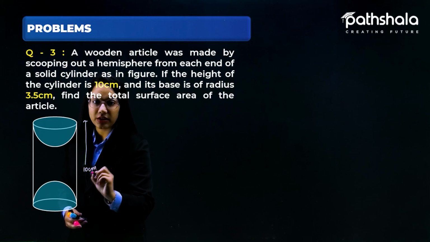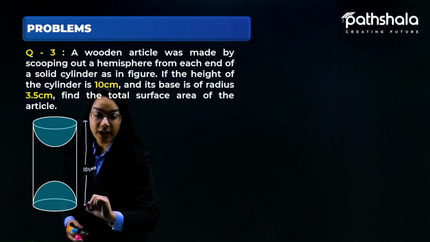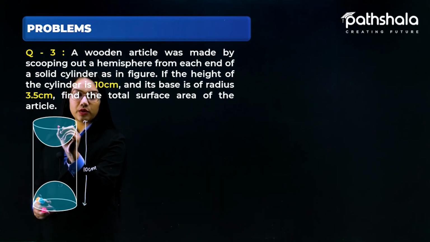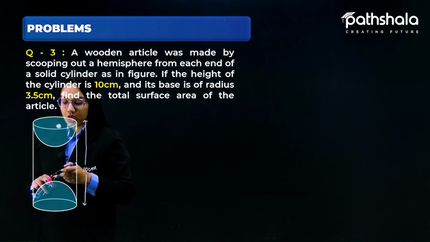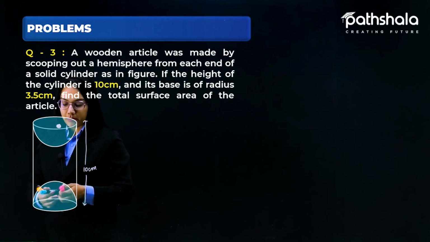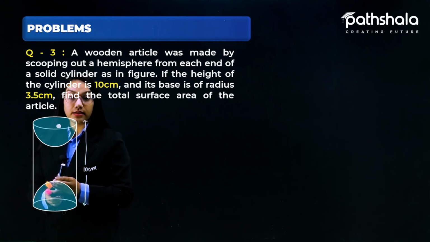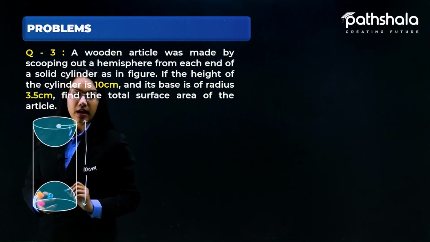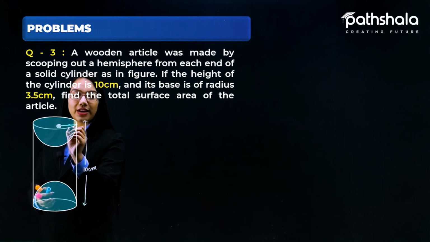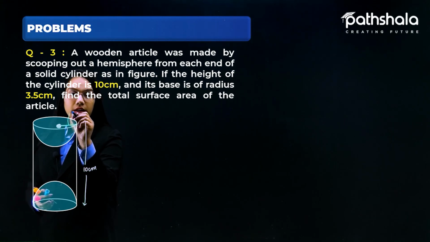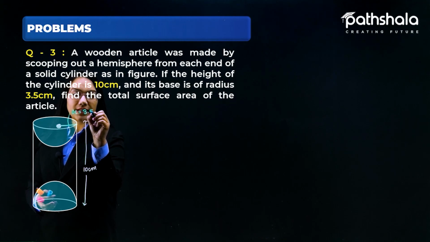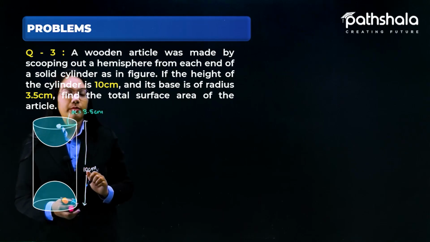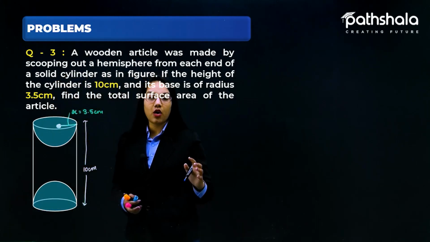This is my 10 centimeter, and further it says the radius of its base. If I'm talking about its base, we can see that the radius is this, and this radius is given to us as 3.5 centimeter. So if this is 3.5 centimeter, let's find out the total surface area of the article.